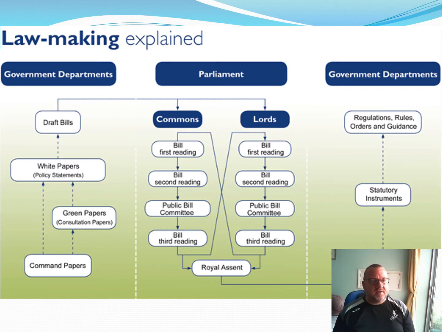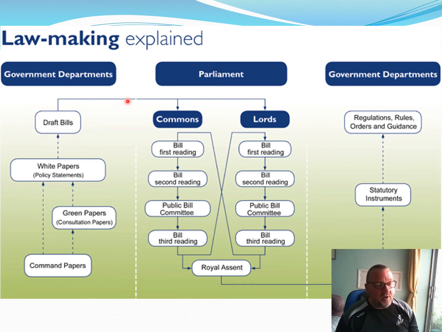So this sets it out. So we start, here's the consultation with a green paper, which goes out for consultation. Let's think about what we want to do with this law. We've gone out to consultation, we've firmed up our ideas, we now produce a white paper which sets out what our policy is going to be. We draft the bill, the law, and this is the key bit.